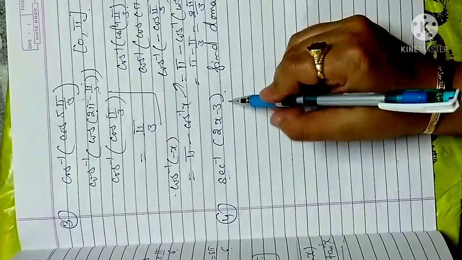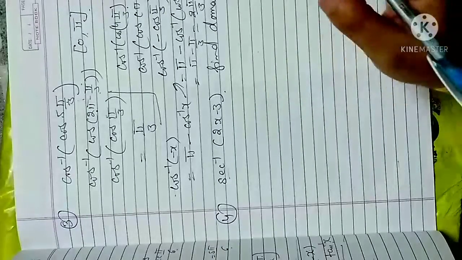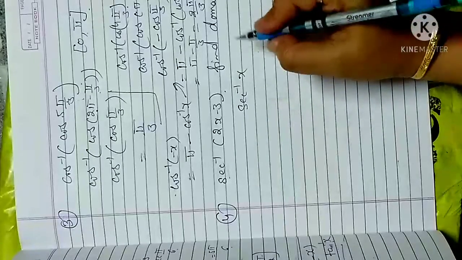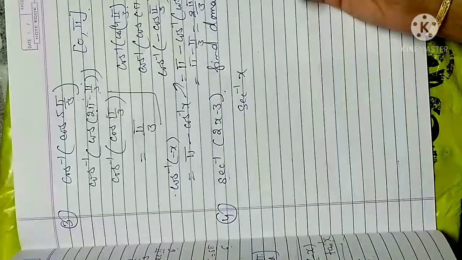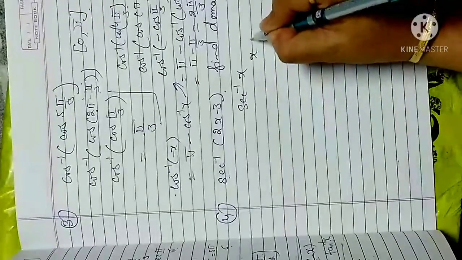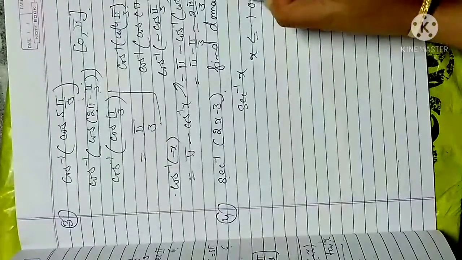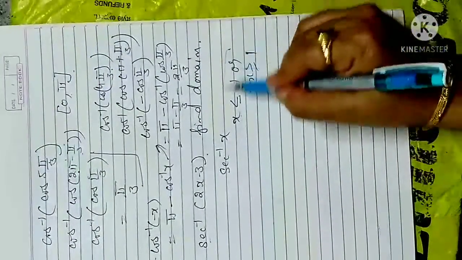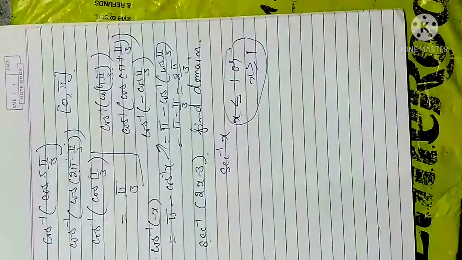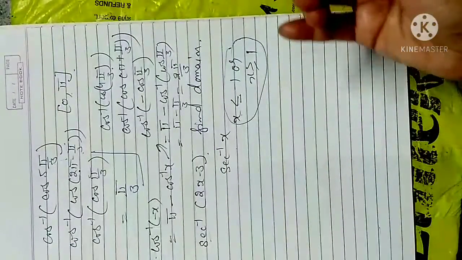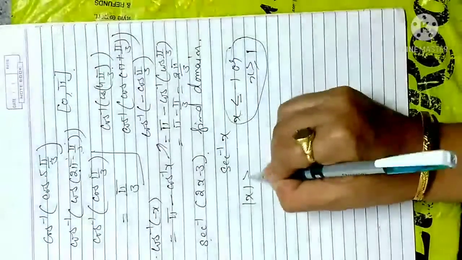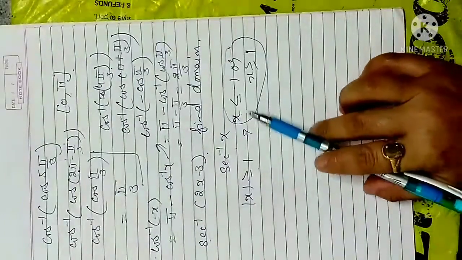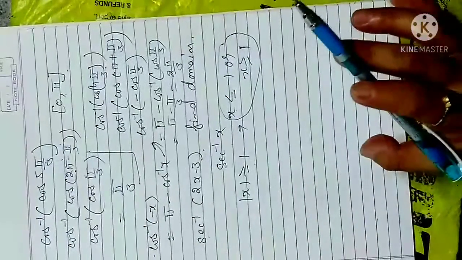To find that, first I will think about what is the domain of secant inverse x. If we look at the domain of secant inverse x, x is less than or equal to minus 1, or x is greater than or equal to 1. So that is the domain of secant inverse x. We can directly write it this way also, modulus of x greater than or equal to 1. That is the short form of this. Either it is negative or positive, so that is greater than or equal to 1.